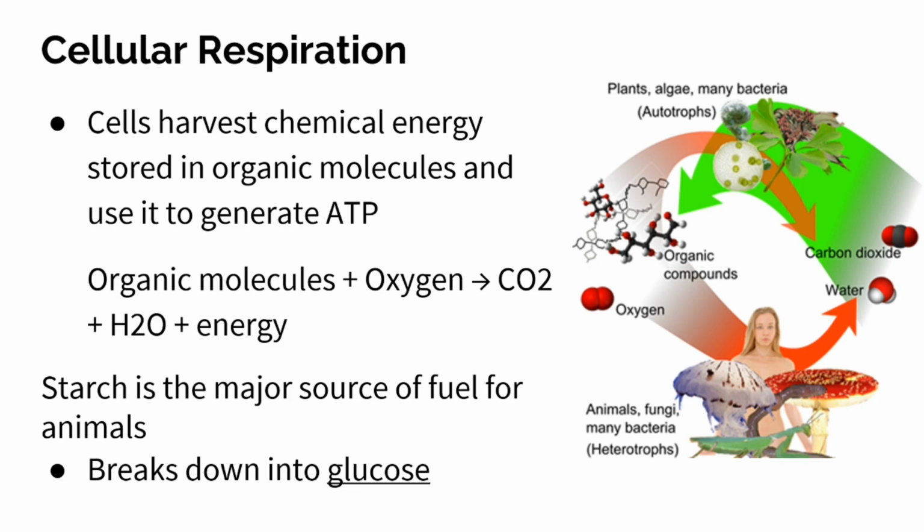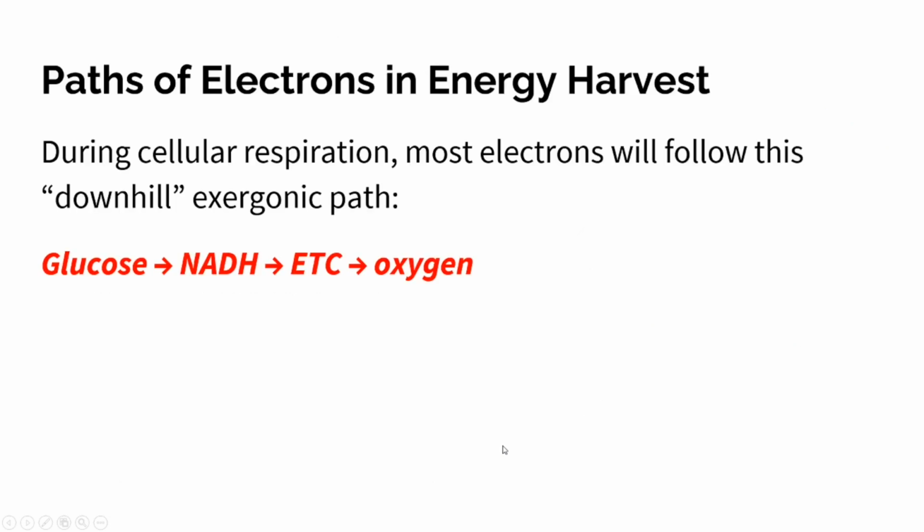And when we, for instance, ingest starch, like if you ate potatoes or noodles or something like that, starch is the major source of fuel for animals, and then we can break down that starch using hydrolysis. We can break that down into its glucose components and then use that glucose to undergo cellular respiration. So that's the first starting step: we need glucose, right? We also need oxygen to start this off. So we're going to take a look at this whole process.